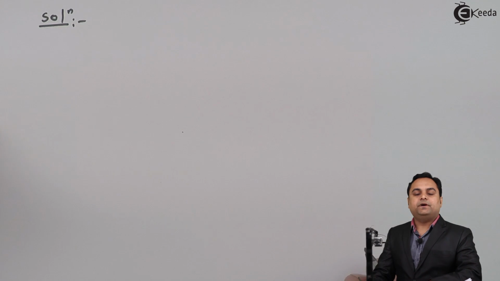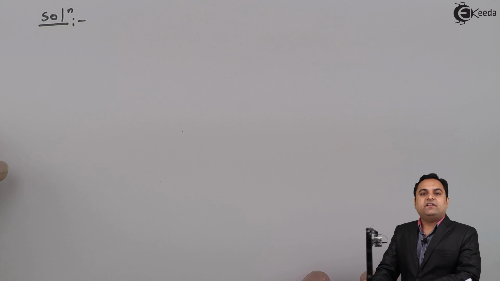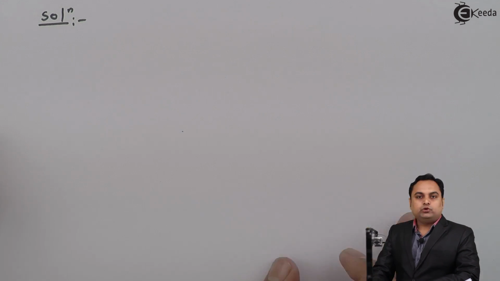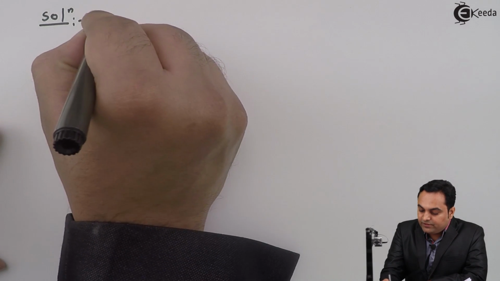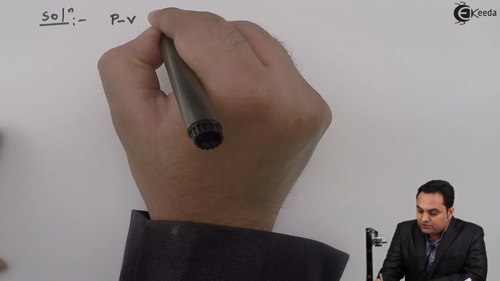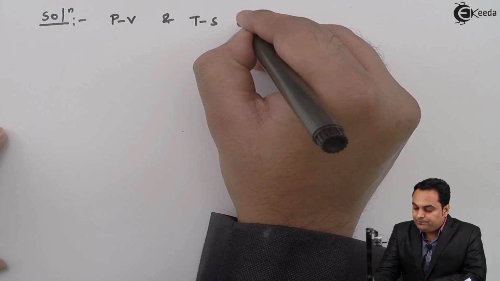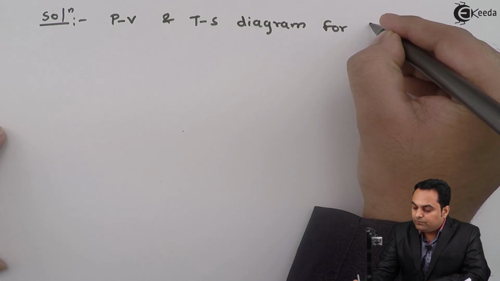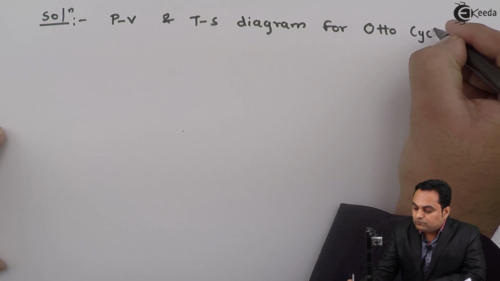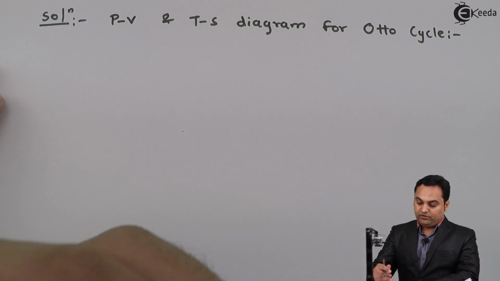Now in the solution part, since it is given that here the type of cycle is Otto, so for Otto cycle we need to draw PV and TS diagram. So I'll write down that first I am drawing PV, that is pressure volume, and TS, that is temperature entropy diagram for Otto cycle, and that diagram now I am going to draw.